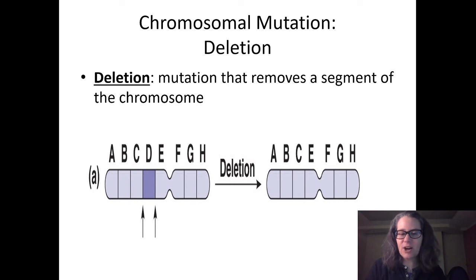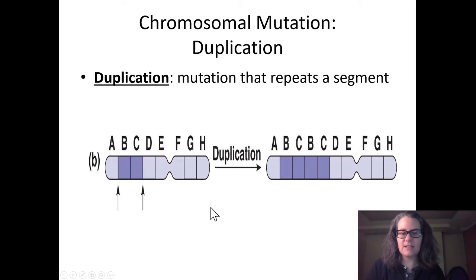So deletions are where we're going to remove a section of a chromosome. Here are some sections labeled with letters, and D disappears, right? So that's a deletion. Duplication is where you have a section that accidentally gets copied incorrectly so that there's more than one of these sections on a chromosome. So you see BC that's copied BC, etc.